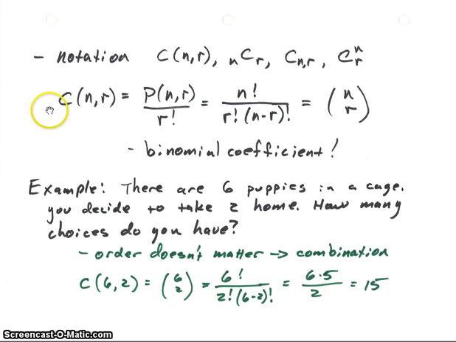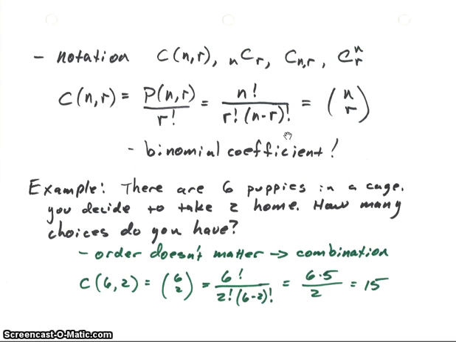So the general equation for a combination C of n comma r would be the permutations P of n comma r divided by r factorial. Now if we put the equation in that we had for permutations, remember permutations was n factorial over n minus r factorial, and so if we put that in with the r factorial on bottom, this would be the general equation for the number of combinations we would have.